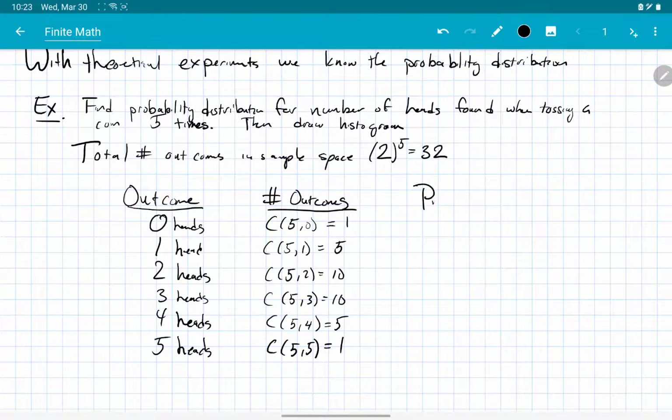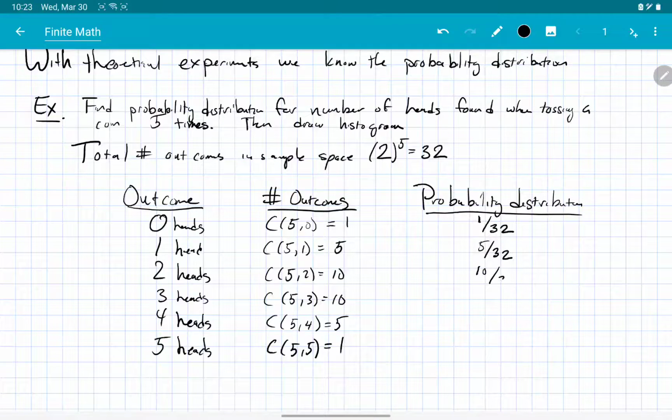And now we're ready to write the probability distribution. The number of 0 head outcomes is 1, and there's a total of 32 outcomes. So this is 1 over 32. The number of 1 head outcomes is 5 out of the total 32, so this is 5 out of 32. The number of 2 head outcomes is 10, so this is 10 out of 32. Again with 10 out of 32 for the next. 4 heads, we get 5 out of 32. And 5 heads, we get 1 out of 32.